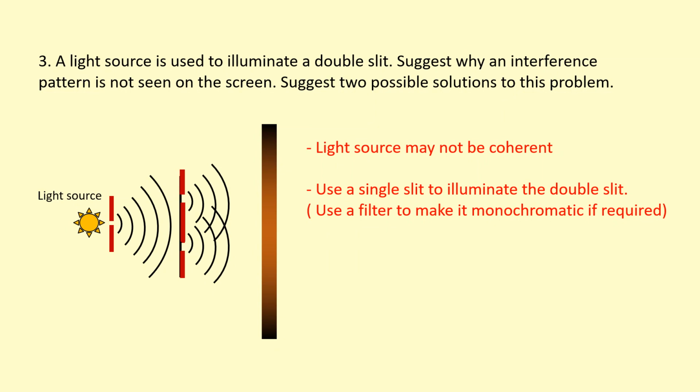Okay, a second solution is to just replace the light source with a laser, because lasers always produce monochromatic coherent light, and in that case you wouldn't even need the single slit. You can just direct it directly at the double slit and you get an interference pattern.